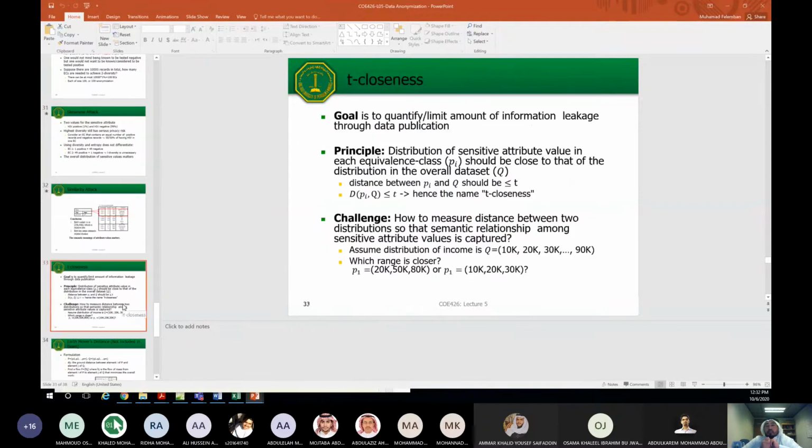What T-closeness requires is that the probability distribution within the equivalence class has to match the probability distribution of the whole table. In fact, it doesn't have to match, but it has to be within some threshold. We call it T, and this is the name, T-closeness. It means that the probability distribution within the equivalence class has to be close to the overall distribution, within some threshold T. Is that clear? Yes. So this is the idea of T-closeness.